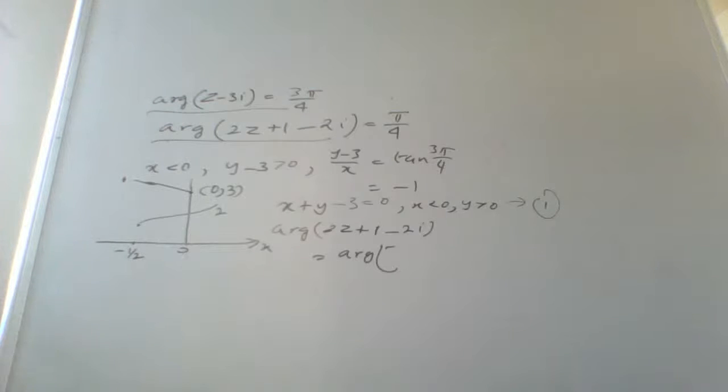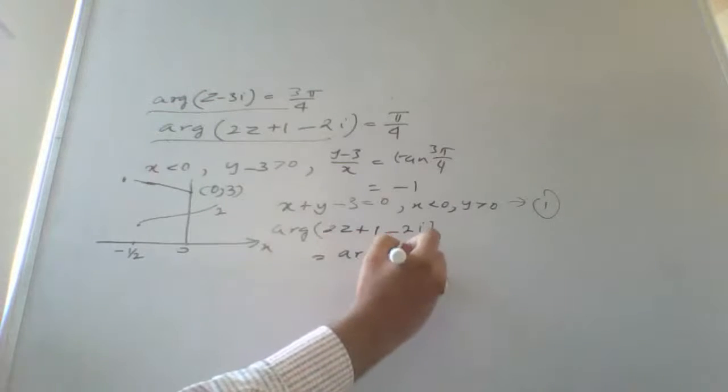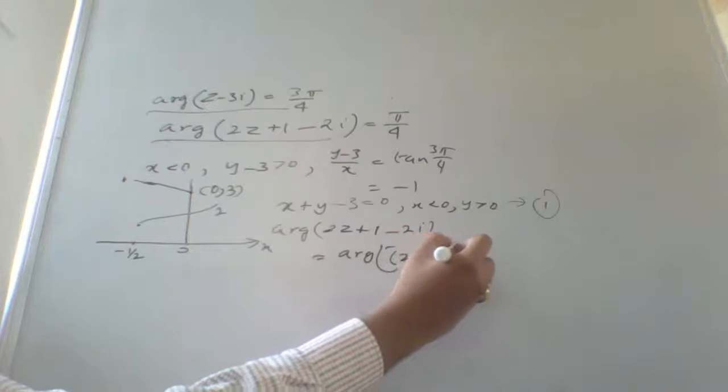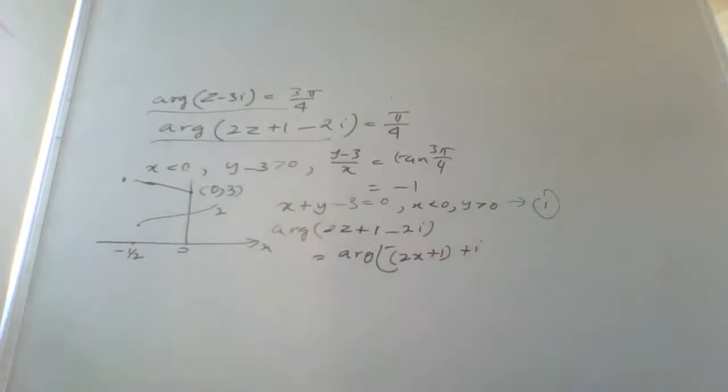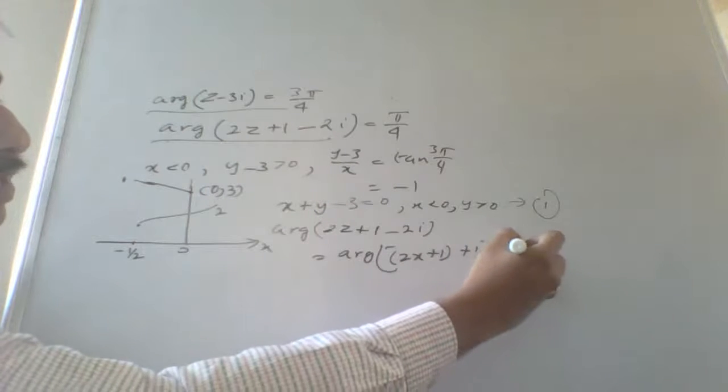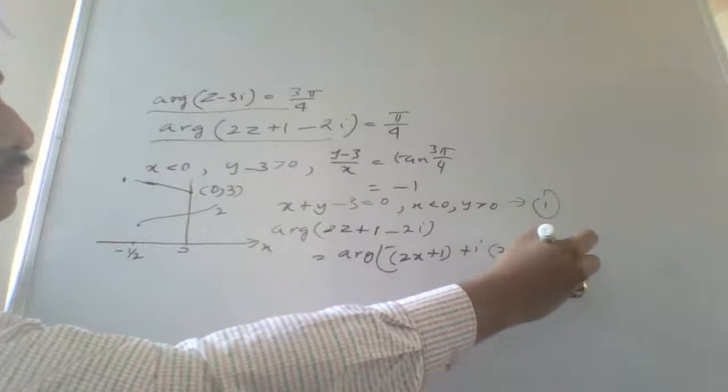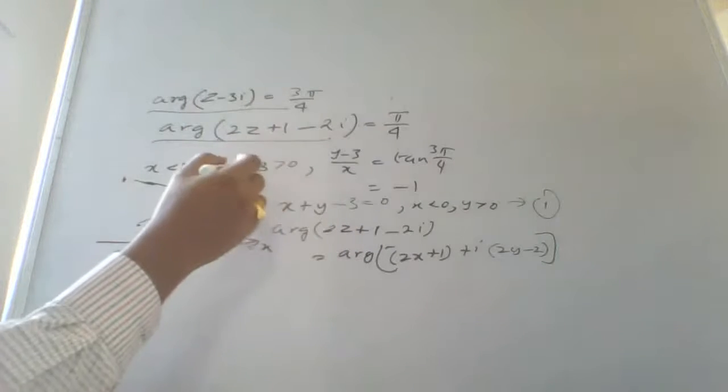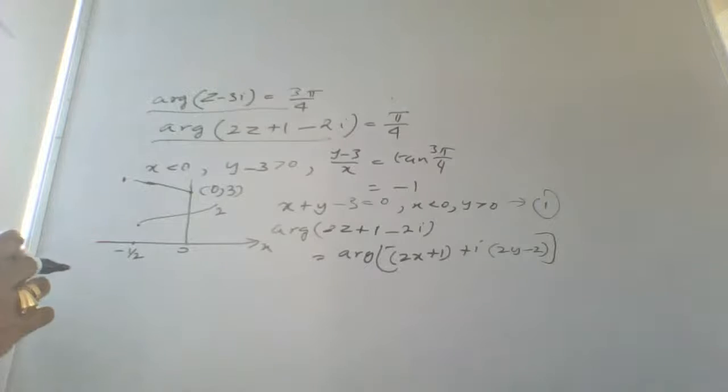Now let us separate that. So real part 2x plus 1 plus i into 2y minus 2. I hope you understood this, what I've done here. Okay.